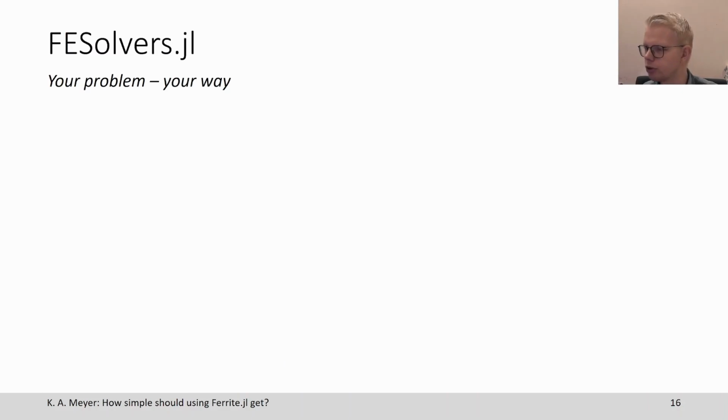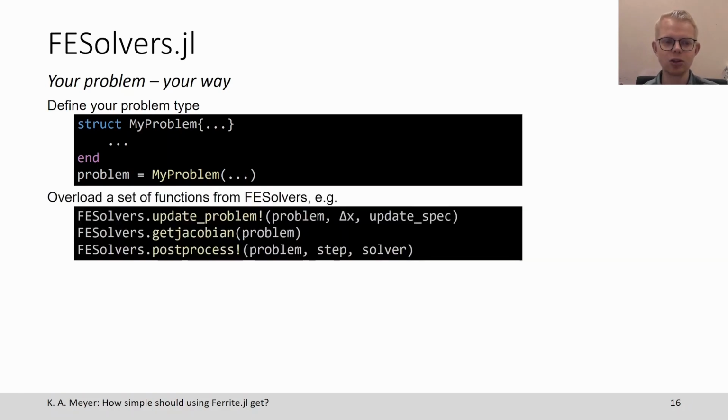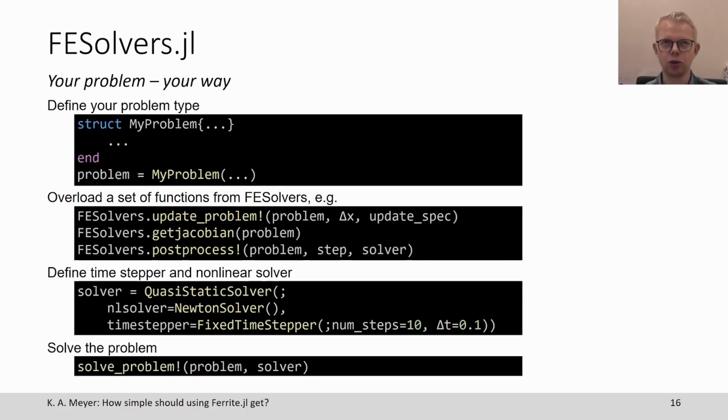So, a bit quicker now for the two other packages, because we're running already a bit short on time. FESolvers is a package that basically says, you define your problem structure, and all it needs to do is overload a set of functions to, at any time, do whatever FESolvers asks it to. So for example, update the problem or return the current Jacobian, or do post-processing if you want to save something. And then you have to define a solver. So you do that, and then you just solve the problem. I won't go too much into details here.